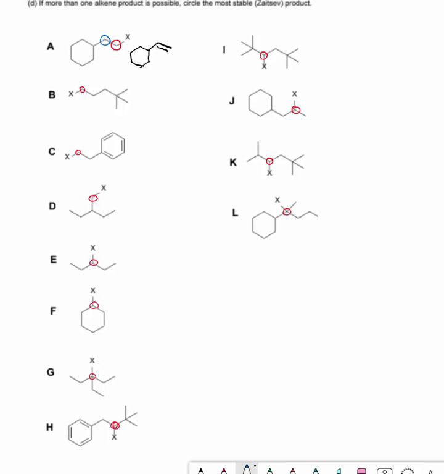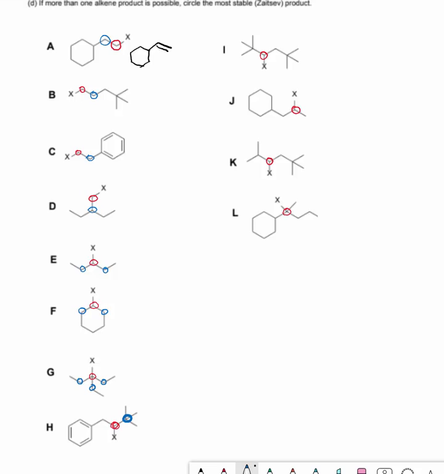Our beta carbons are the ones that have the beta hydrogens that can be eliminated. So I'm going to circle the beta carbons now. The beta carbons are next door to the alpha carbons. Didn't realize I was leaving that one hanging.